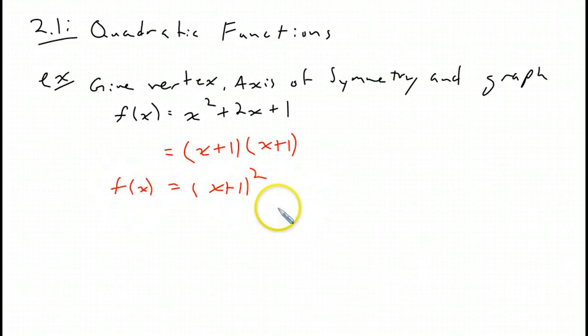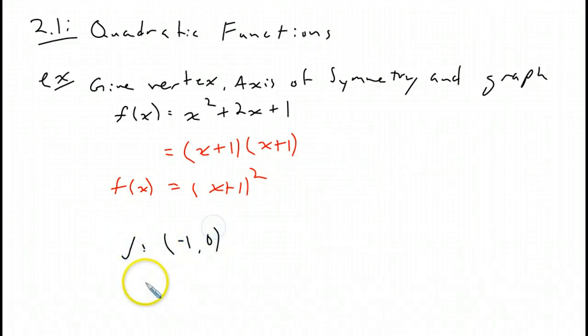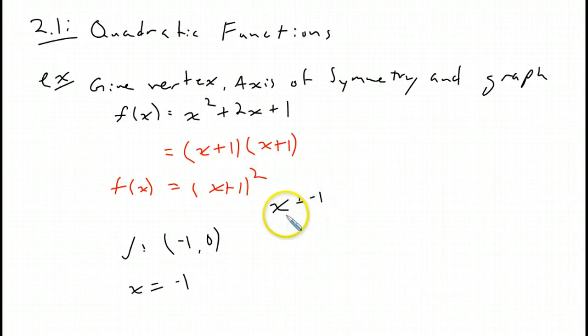I have negative 1, nothing on the outside, so 0. So my vertex is negative 1, 0. My axis of symmetry is the x part, so x equals negative 1. And my zeros, I know I'm going to have x equals negative 1 as my zero as well.